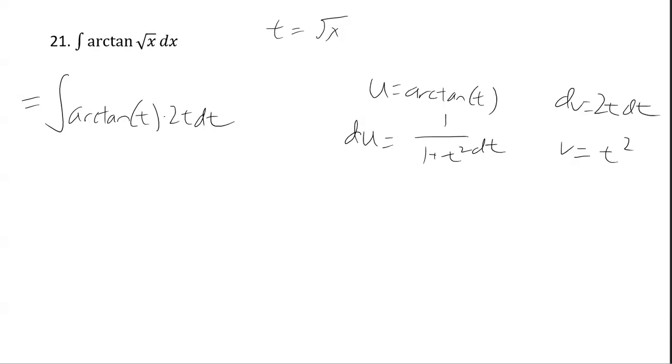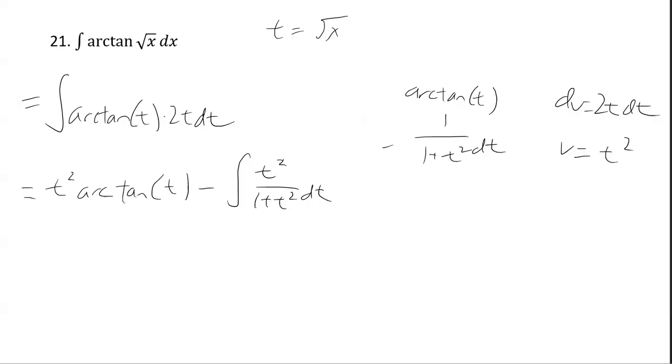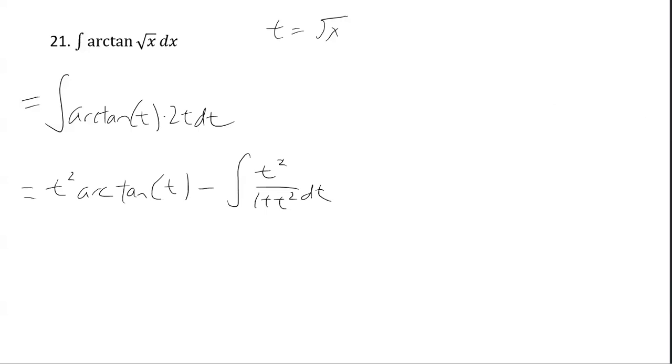Okay. So we do uv minus integral v du. That is t squared arctangent of t minus integral t squared over 1 plus t squared dt. Okay. I'm going to erase the integration by parts setup now. I need space. Okay. Now, how do we do this integral? It's a rational function, so we can do partial fraction decomposition, or we can do this trick. This is simple enough.